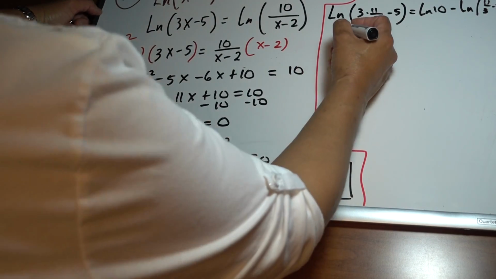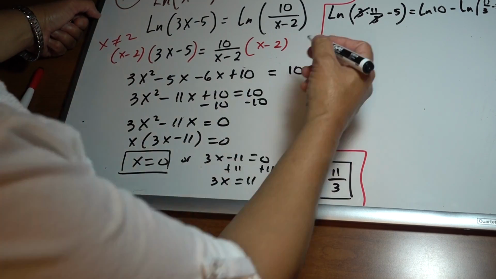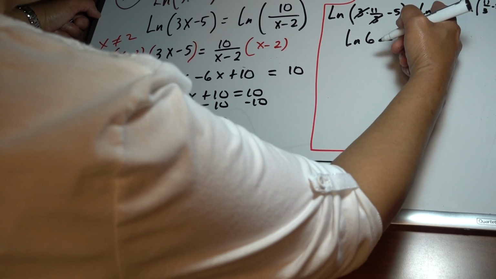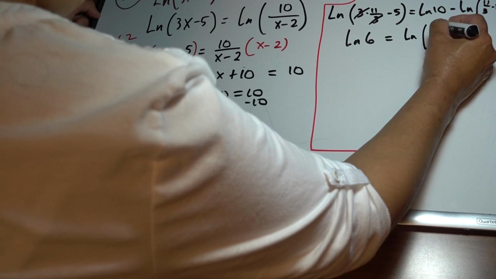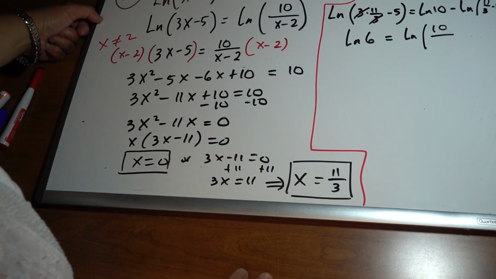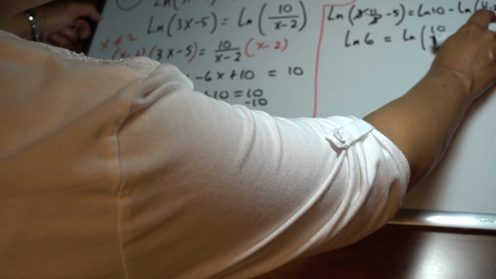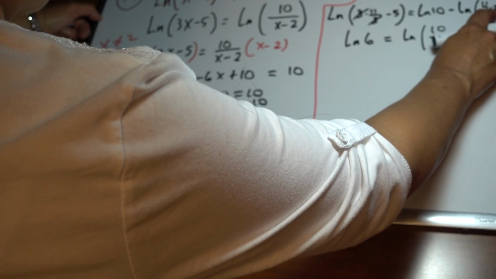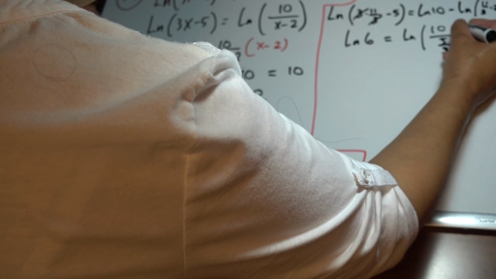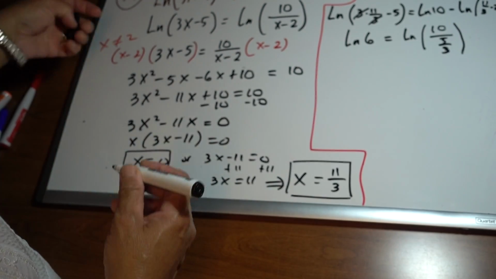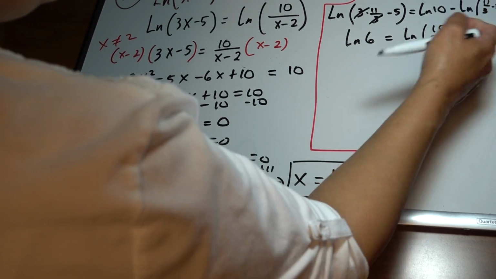Okay, so here 3 cancels 3, 11 take away 5 is 6. So natural log of 6 equals, this one I'm going to use the rule, 10 over 11 thirds minus 6 thirds, because 2 is 6 thirds, is 11 minus 6 is 5. See what I'm doing right there? 10 over this answer right here, which is 5 thirds.